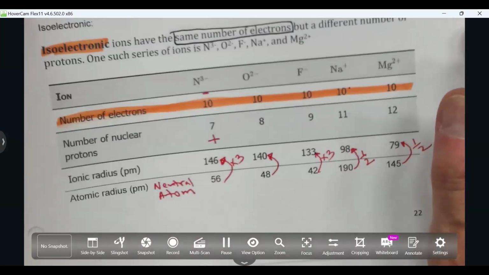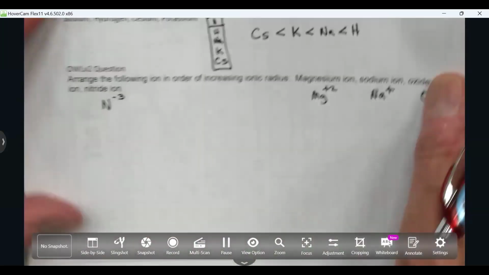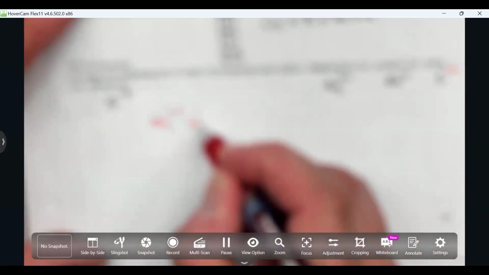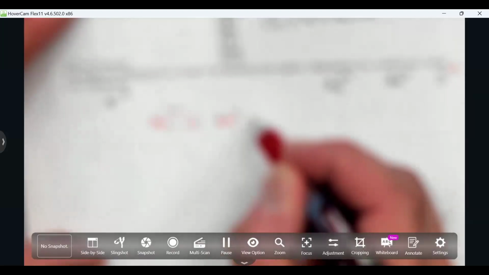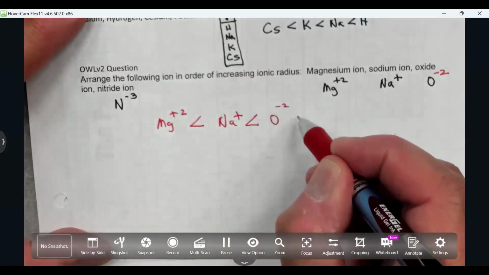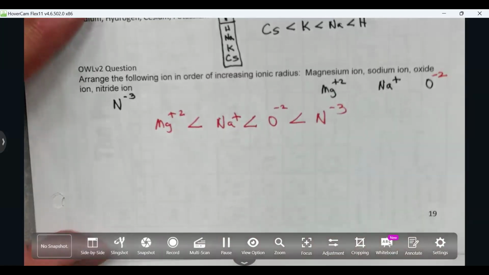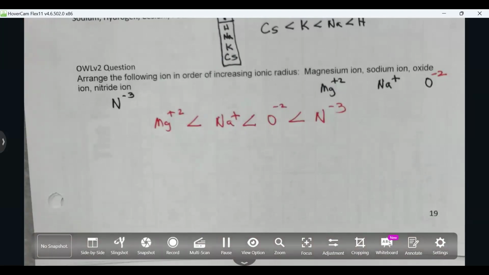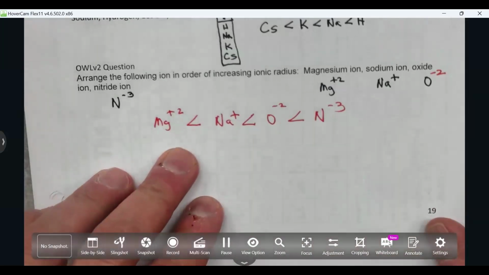So I'll answer that question like this. In order of increasing ionic radius, Mg plus 2 is less than Na plus, is less than O minus 2, is less than N minus 3. I think that's how I'll put that.